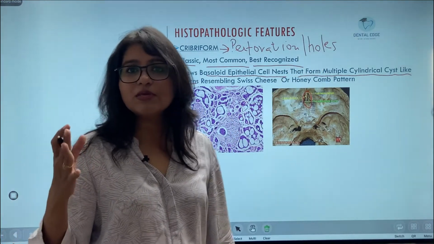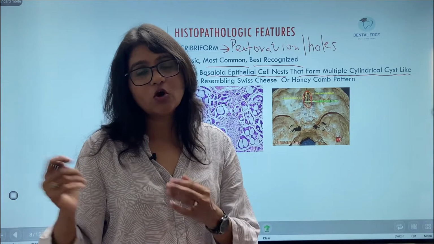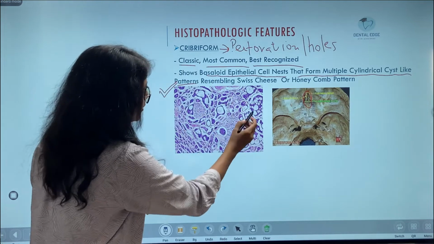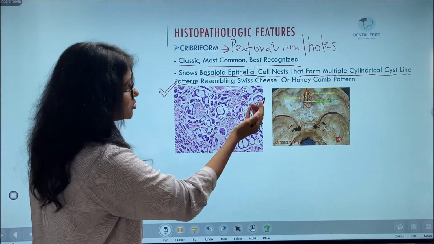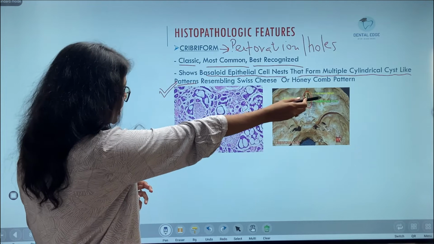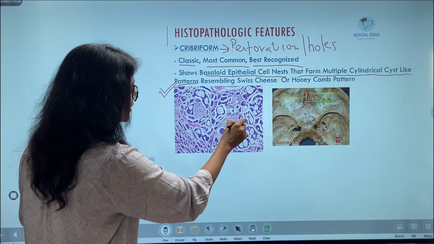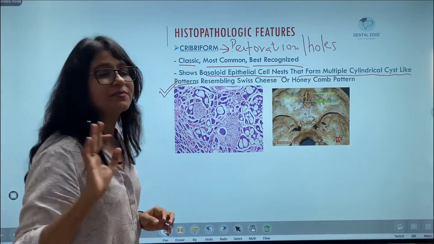So cribriform means presence of holes or perforation. When you see a slide of adenoid cystic carcinoma, you can appreciate small cyst-like structures, multiple cylindrical cyst patterns are there. So because of these small cysts, it appears like holes, and therefore it is called cribriform. This is point number 1.